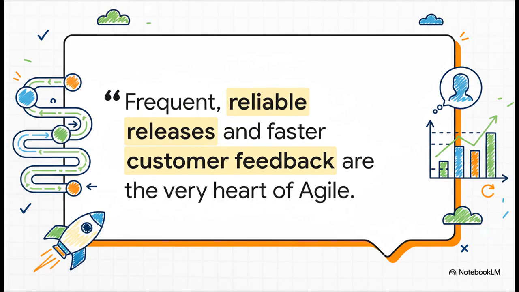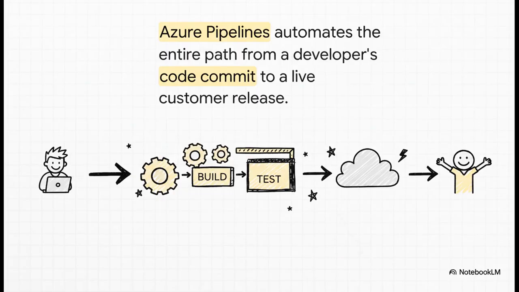And this quote just nails it, doesn't it? The main takeaway here is that automation through CI/CD isn't just about being more efficient. It's about fundamentally changing how you operate so you can be incredibly responsive to what your customers need. And that is the absolute soul of Agile. So, to wrap it all up, Azure Pipelines creates this one seamless, automated path. It takes that initial code commit from a developer and smoothly guides it through building, testing, and deploying, ultimately delivering a fantastic product to your customers with incredible speed and reliability.